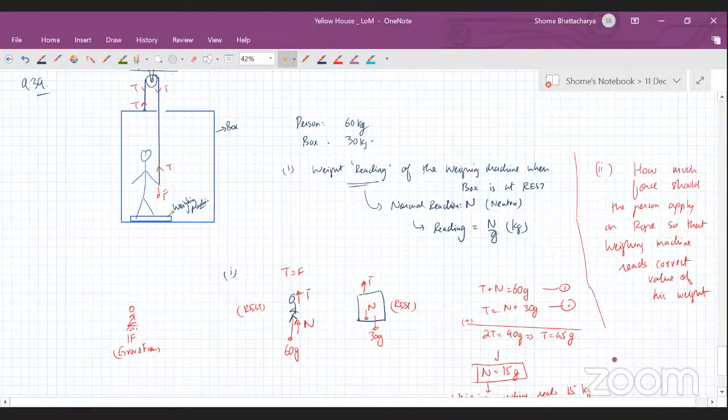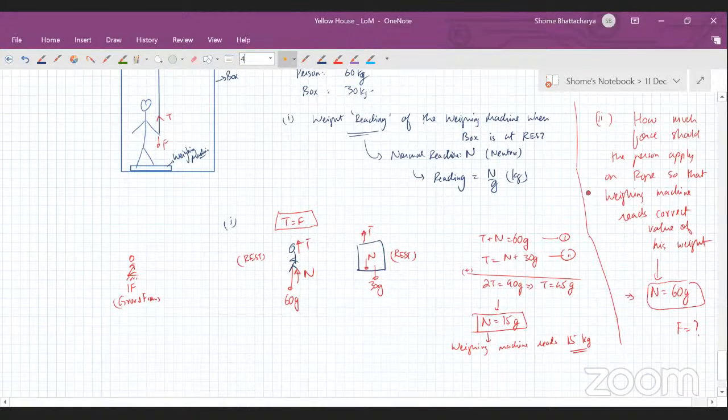Okay, so the weighing machine is reading the true value of his weight. That means the normal reaction should be equal to 60 G. So for this, how much should be the force that he's applying? Remember, the force is equal to the tension in the thread. So just make a note of the first part if you haven't done this question, and otherwise start working on the second part.